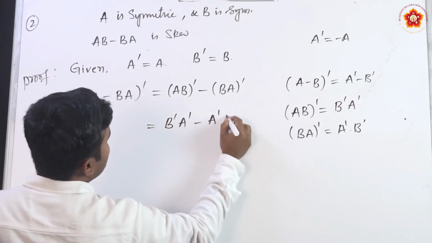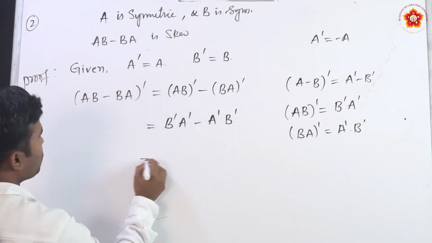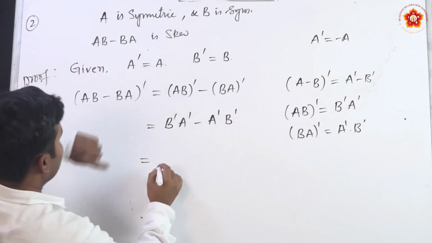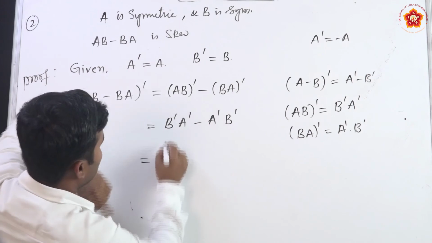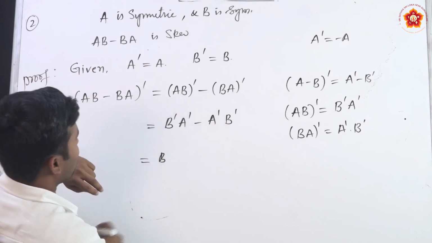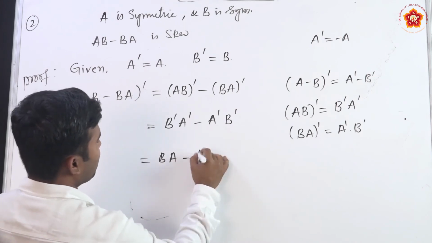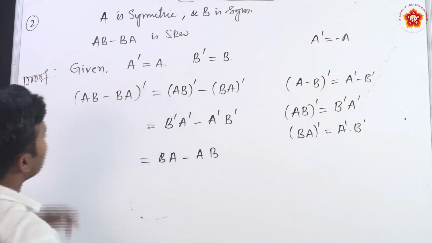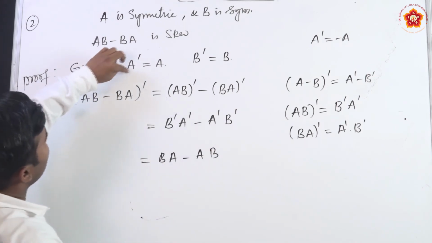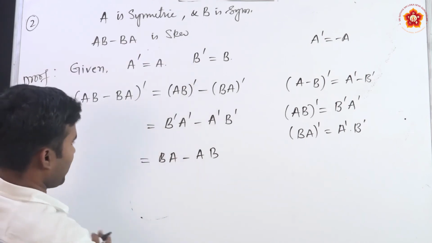As you know, what is A dash? A. What is B dash? B. Since those are symmetric, B and A minus A, B. Since the given thing is that A and B are symmetric matrices, that is what we have used here.